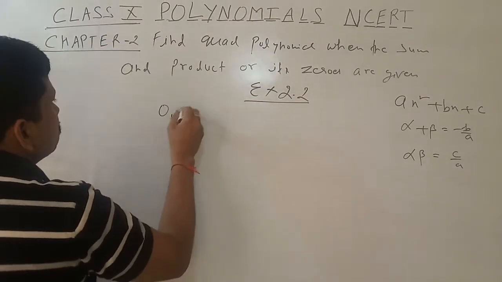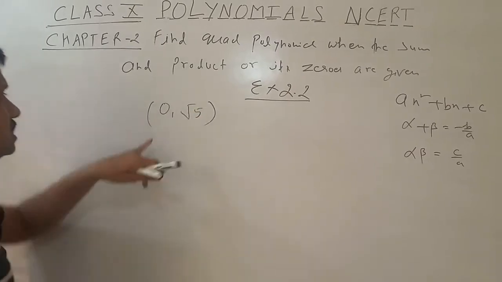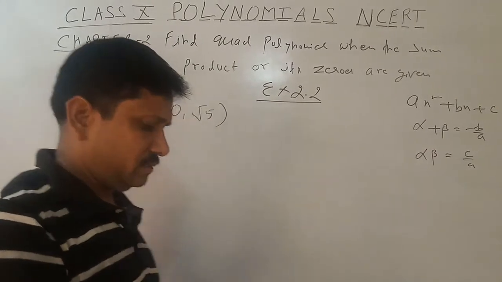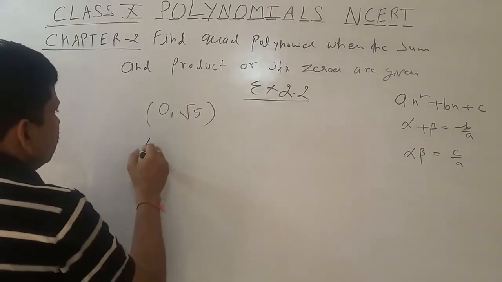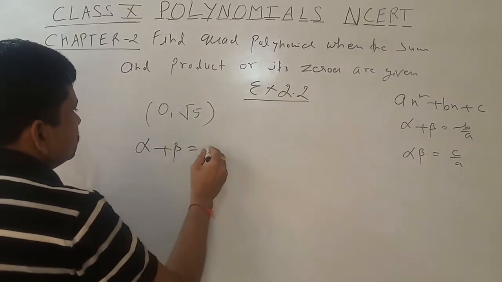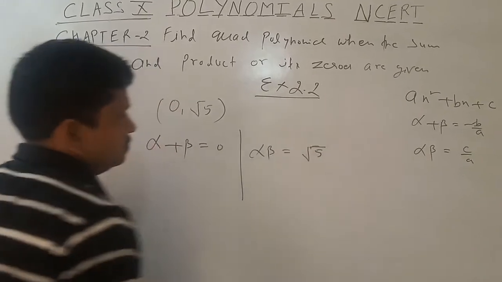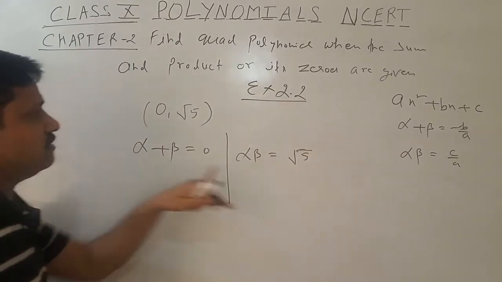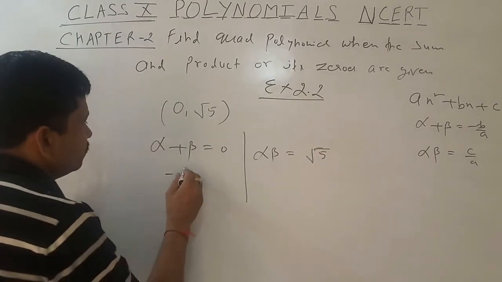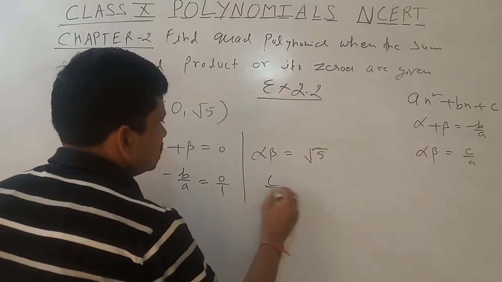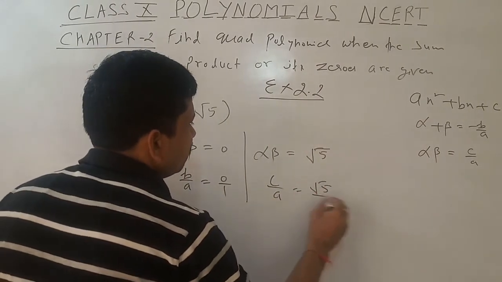Okay, one more: 0 and root 5. This is the sum of zeros and this is the product of zeros. We want to find the quadratic polynomial. Sum of zeros, we have the formula minus b upon a, is equal to 0 upon 1. Product, c upon a, is equal to root 5 upon 1.